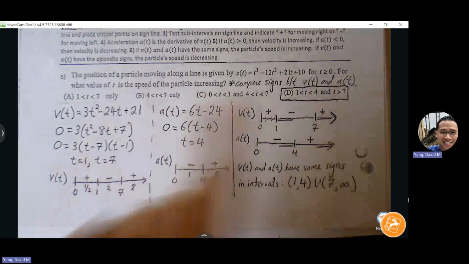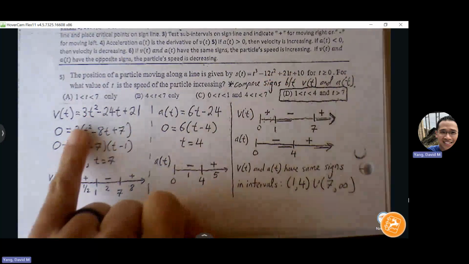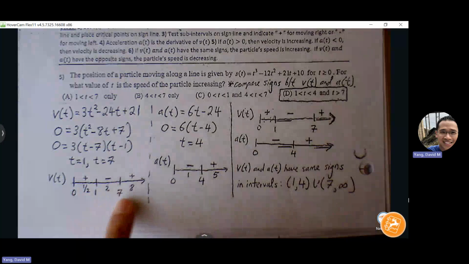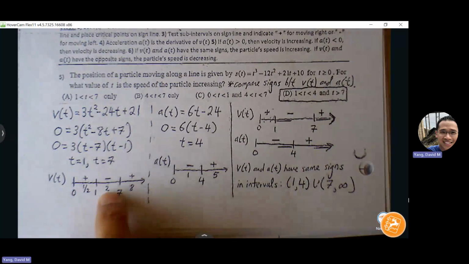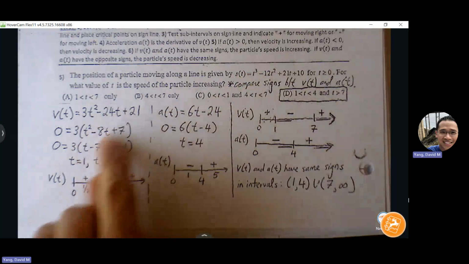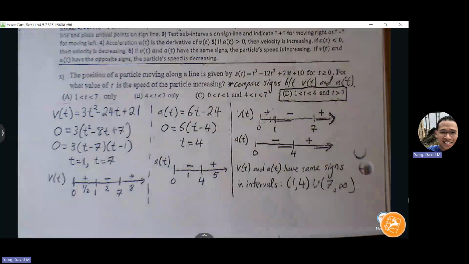So find the derivative from position to velocity, set velocity equal to zero, we factor a 3 out, continue factoring, and we get 1 and 7. And then we test. We find values in each subinterval to plug into the velocity function, and then positive would mean moving right, negative would mean moving left.